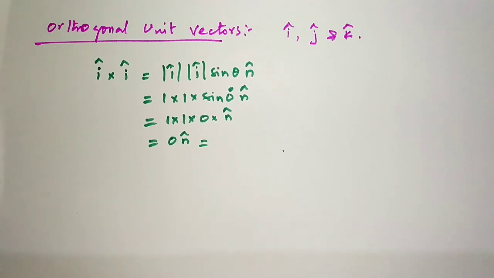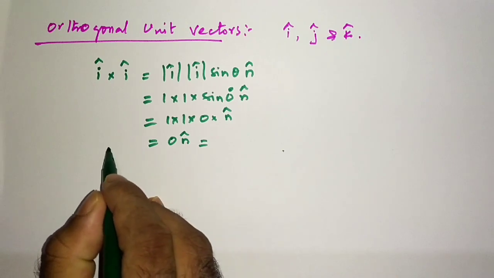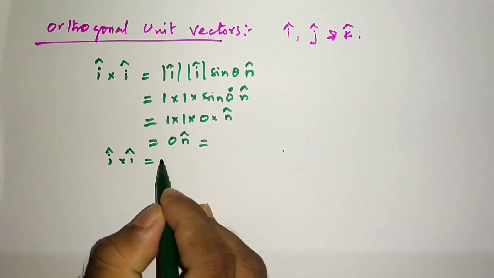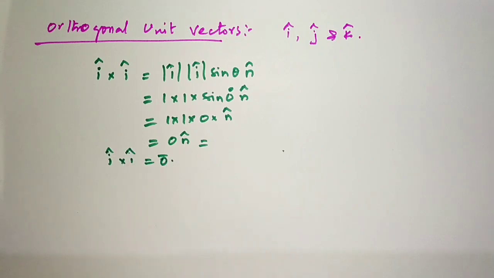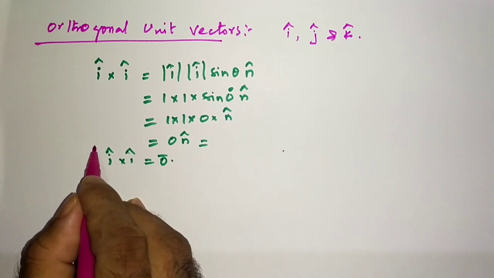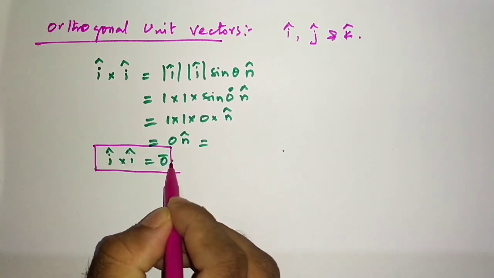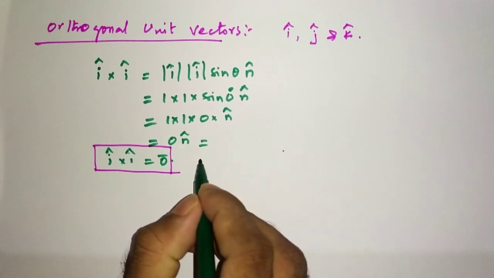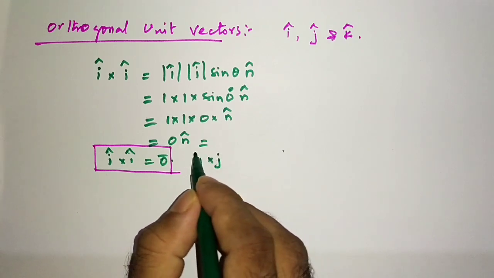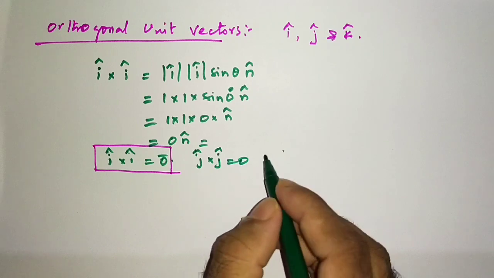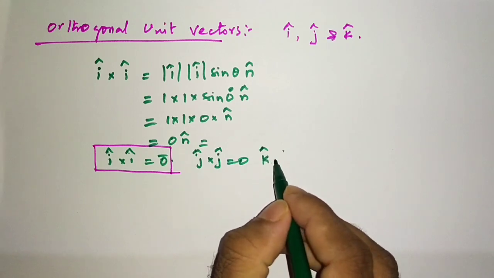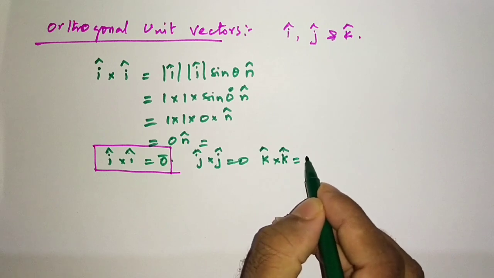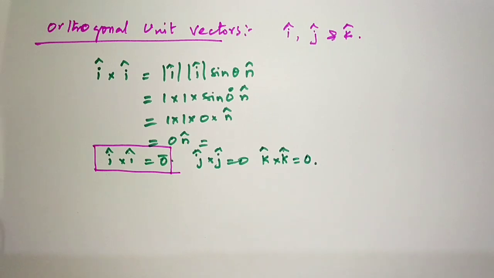It will be in any direction. Its direction is arbitrary. Understood? So then I can write I cross I is equal to how much? 0 vector. I cross I is 0. What about I dot I? Yesterday we have seen I dot I is 1, but I cross I is 0. Similarly, what is J cross J? 0 vector. Similarly, what is K cross K? That is also 0. Clear?